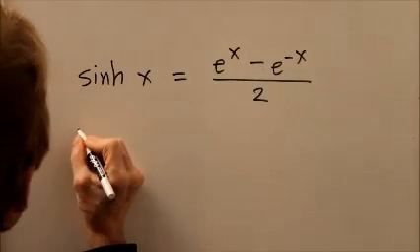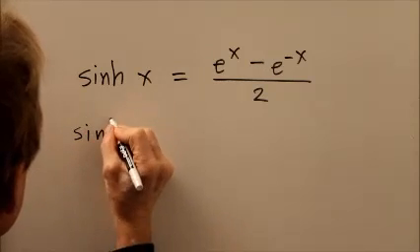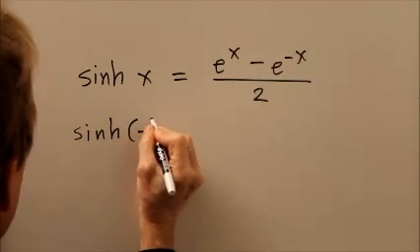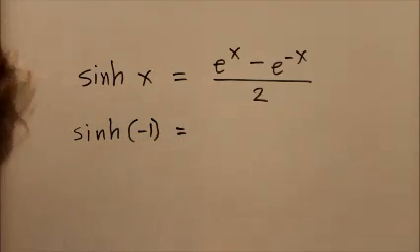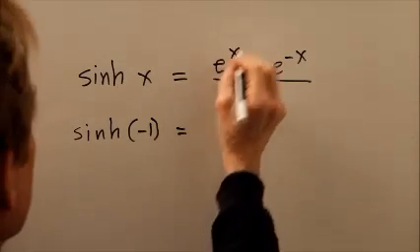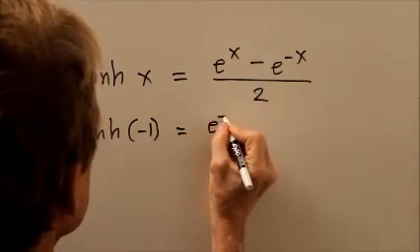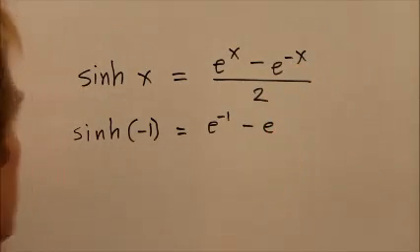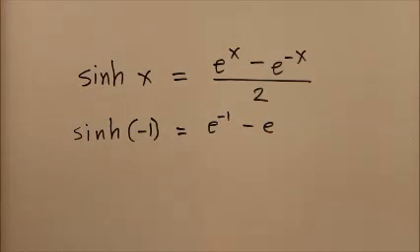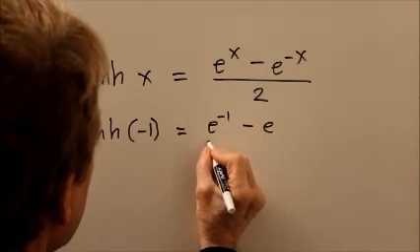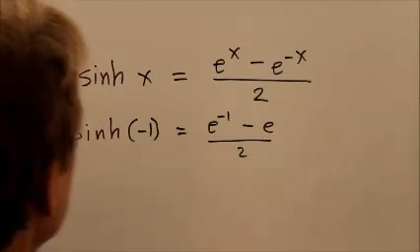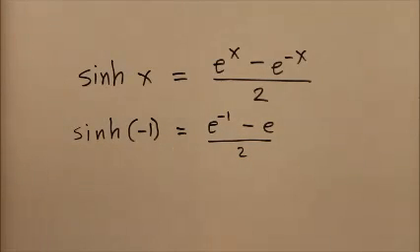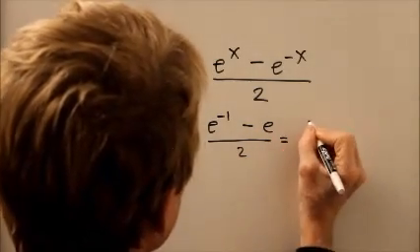We want to know what the hyperbolic sine of -1 is. Okay, we plug that in. E to the -1 minus e to the -(-1), which is just e to the 1, or e, and that whole quantity over 2. All right, let's work this numerator out a little bit more.